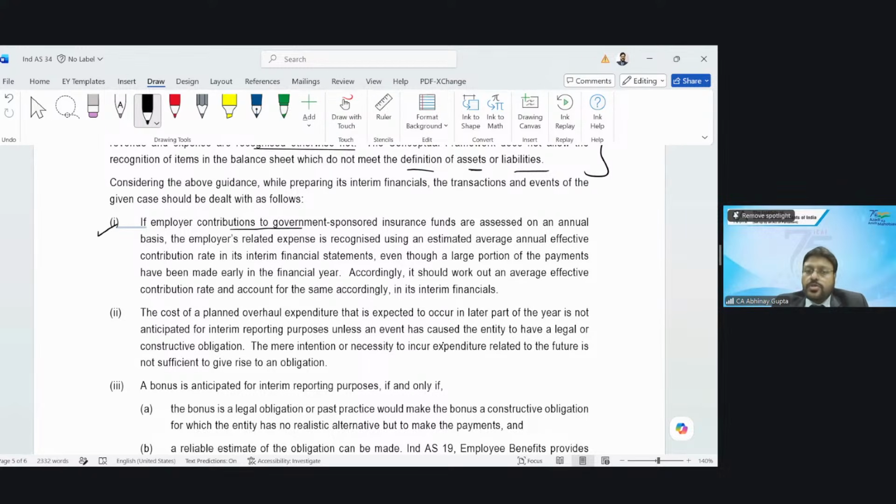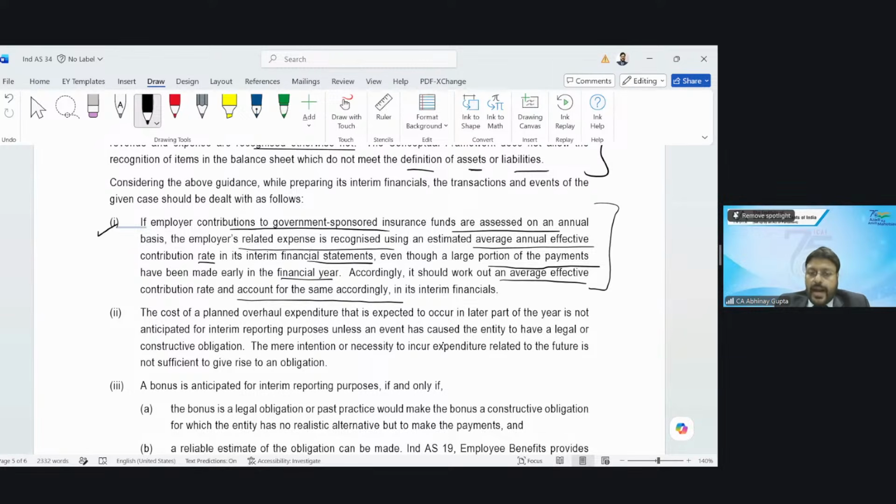If the employer contributions to the government sponsored insurance funds are assessed on an annual basis, the employer's related expense is recognized using the estimated average annual effective contribution rate in the interim financial statements, even though larger amounts of payments have already been made in the earlier quarters in the financial year. Accordingly, it should work out as an average effective contribution and account for the same in the interim financial, right? So this is the approach that we are going to follow while answering. Although your answers were correct, I'm just emphasizing that approach also we need to learn, right?